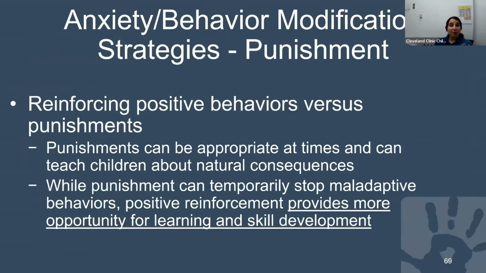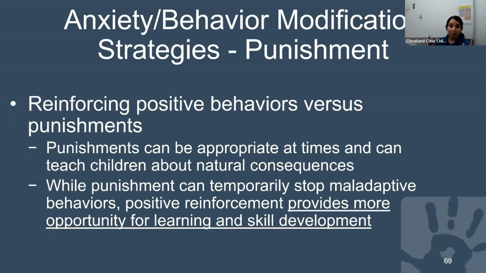And so now let's talk about punishment. So you can use negative reinforcement, or you can also use punishment as a way to reinforce the behaviors or actions that you're wanting to see or not wanting to see. And punishments can be helpful because it can teach kids about natural consequences. So we're not saying to not use timeouts or punishments or natural consequences.